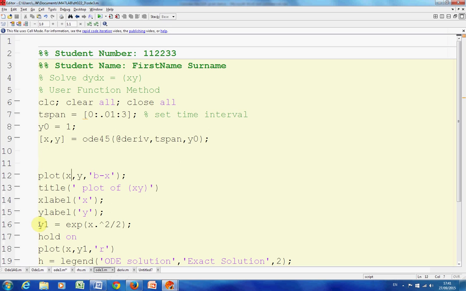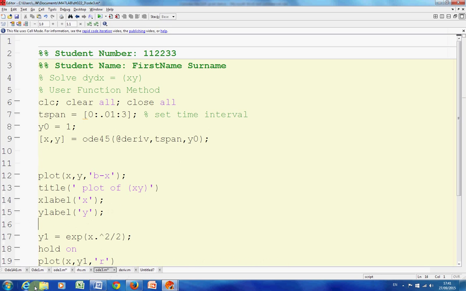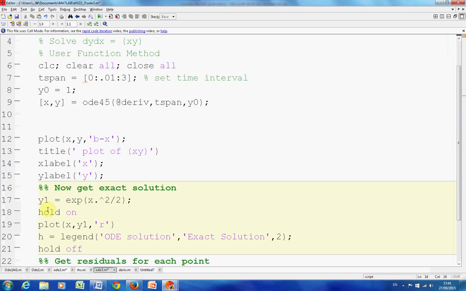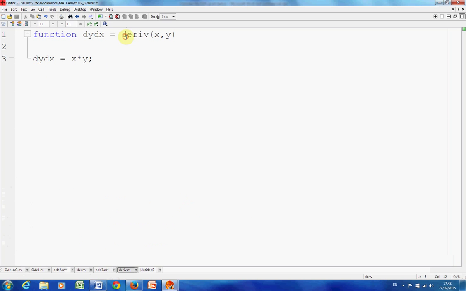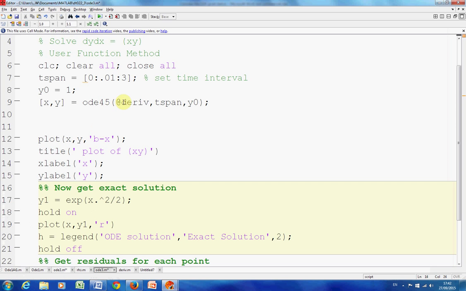A little criticism of myself there on line 16. Perhaps I should have said something like this. And the exact solution, you can solve from your calculus class. So it's the exponential of x squared over 2. Now, before we get to line 16, let's look at the function. There it is: dy/dx, name of the function, derivative, the output dy/dx, and it's simply x times y. So we go back to line 9, where you call the function.